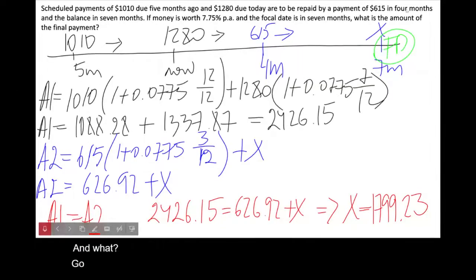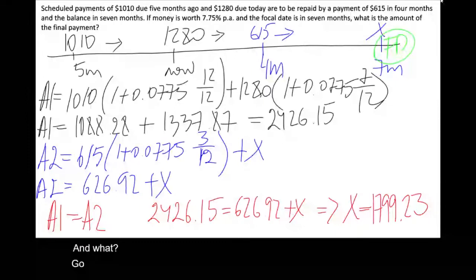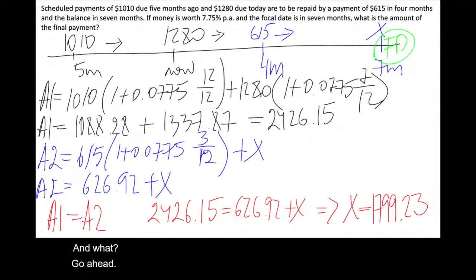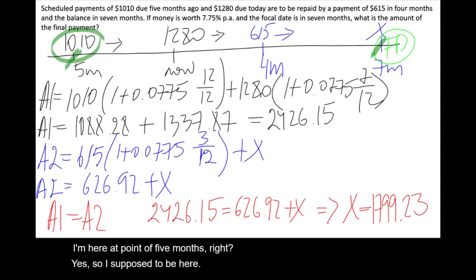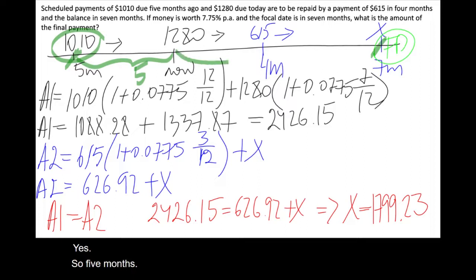Go ahead. For agreement 1, how come we put 12/12 for the time? Okay, let's analyze that. Look, for agreement 1, I'm here at point of 5 months, right? Yes, so I'm supposed to be here. Oh, I understand. So 5 months, 7 months, together 12 months. Okay, thank you. You're welcome.